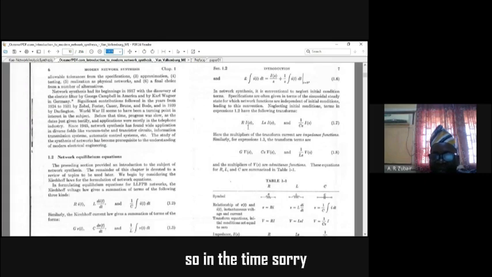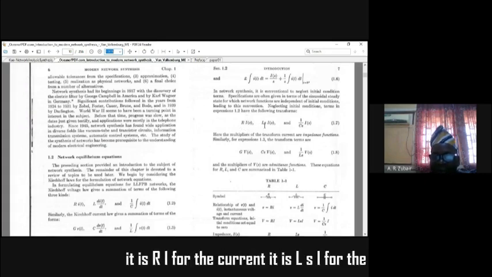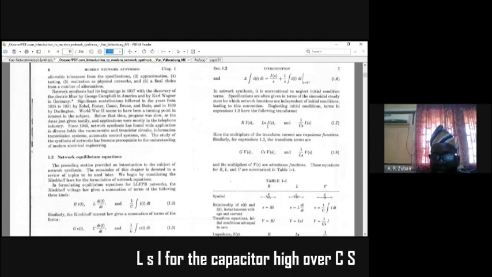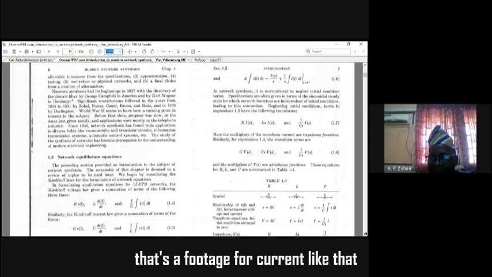So for the voltage, for the resistor, it is RI. For the inductor, LsI. For the capacitor, I over Cs. That's the voltage in terms of current.